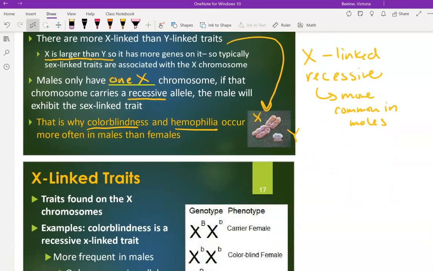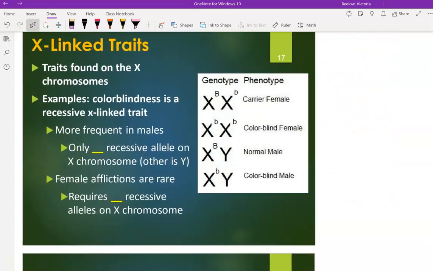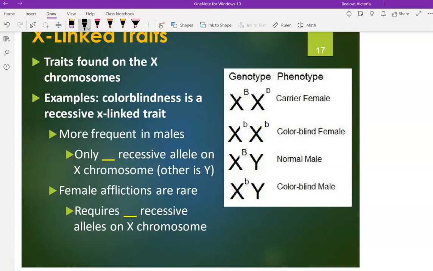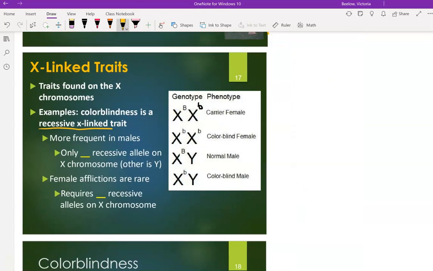So here's what that looks like in terms of genotypes. This letter is a lowercase b; it got cut off right there. So this is Y. Color blindness is a recessive X-linked trait. Remember, we're still talking about dominant and recessive, so I'm using capital B to represent that. Color blindness is recessive.